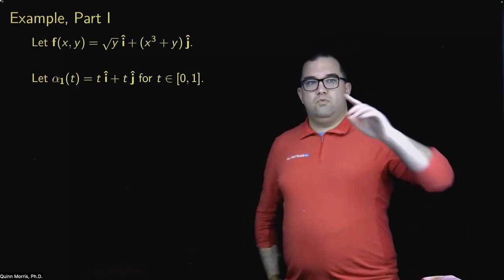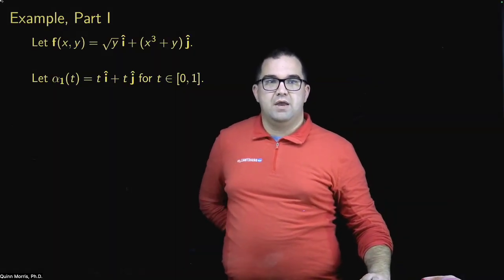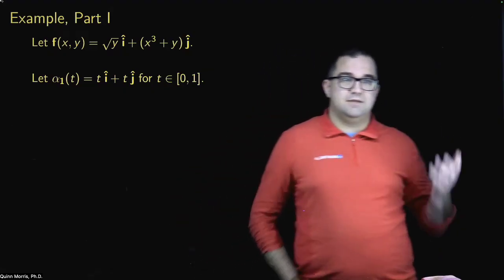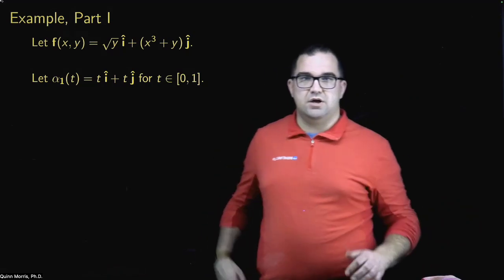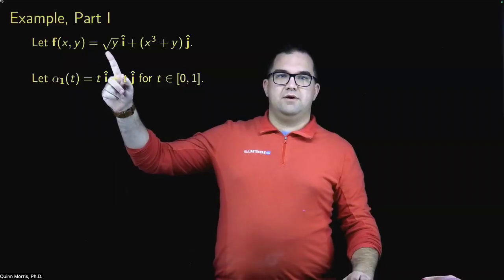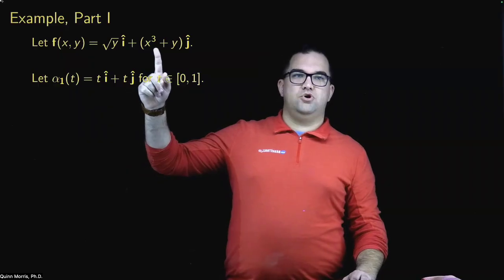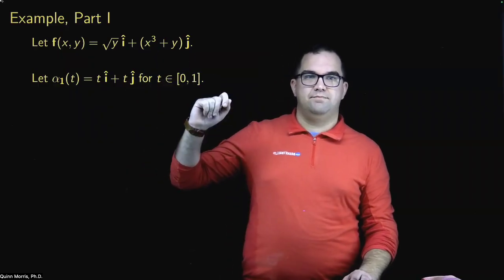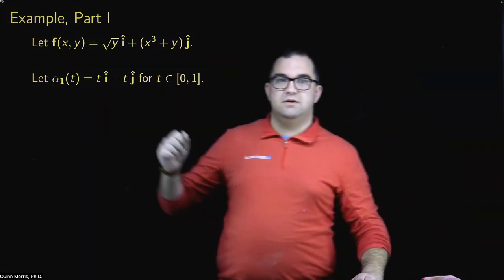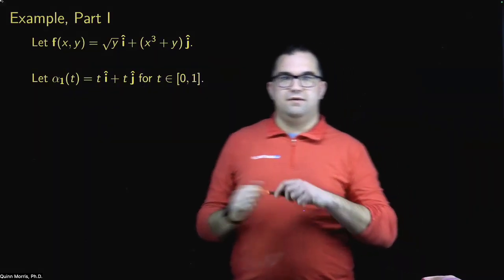Okay, so we're going to work this entire time with the same vector field. I have intentionally used some slightly different notation here just to get us used to seeing things in different notations. So let f of x, y, a vector field, be equal to the square root of y times i plus x cubed plus y times j. Now remember that i and j are the standard basis vectors in the x and y direction.